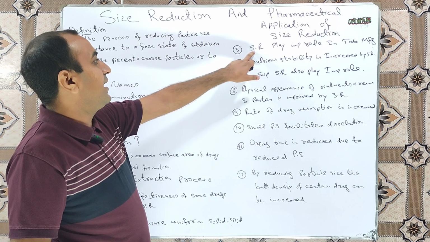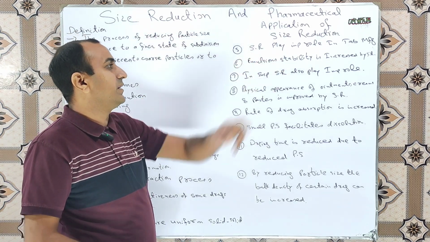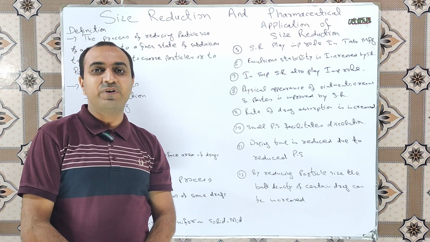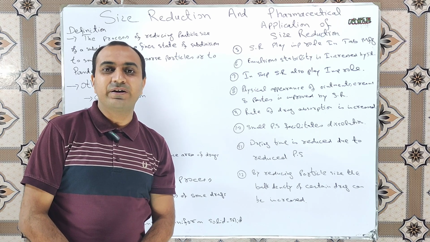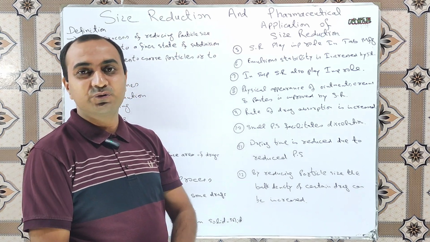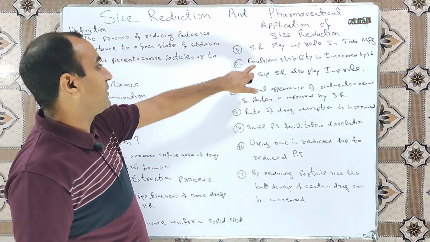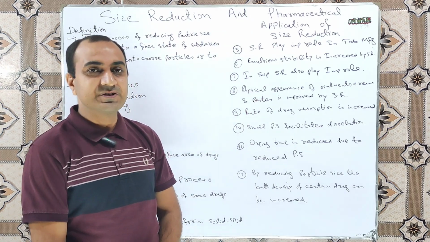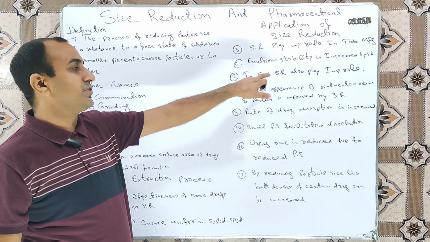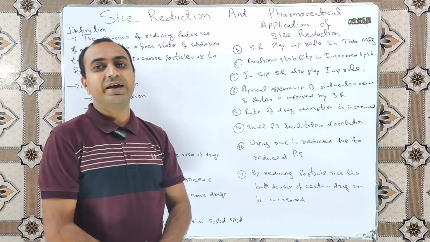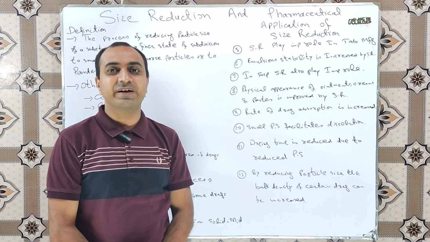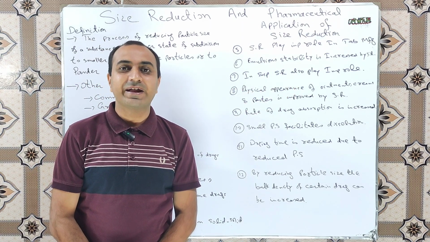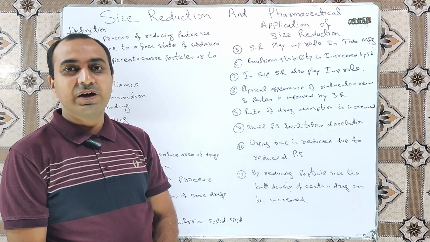Next, SR, size reduction, plays an important role in tablet manufacturing. You are familiar that different types of sieving processes are used during tablet manufacturing. Emulsion stability is increased by the size reduction process. In suspension, size reduction also plays an important role. If particle size is very large, the particles will tend to settle down at the bottom.